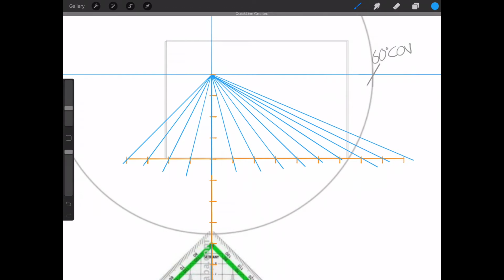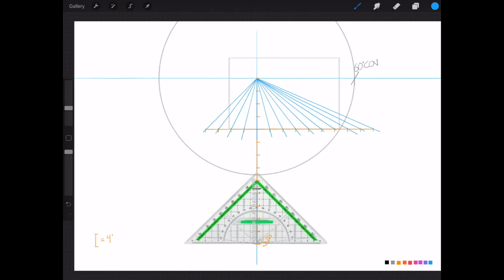So we're just doing the thing that we normally do. We put the measure bar on the ground line. We have equal divisions. Those equal divisions are all going back to Z. And then we're going to create our X orthogonals. Well, we have to create our measure point first.